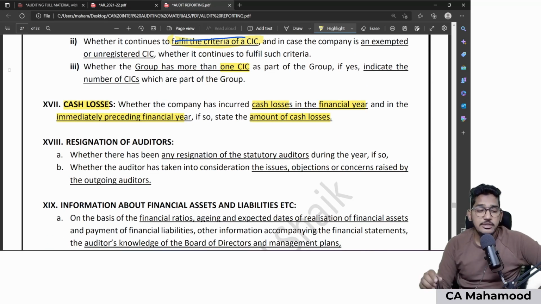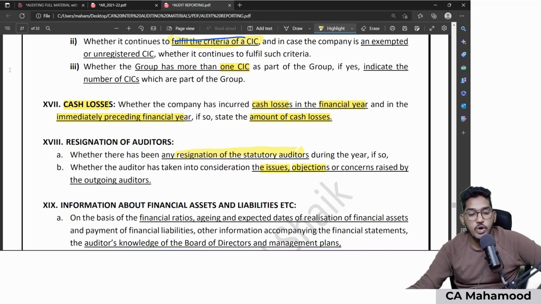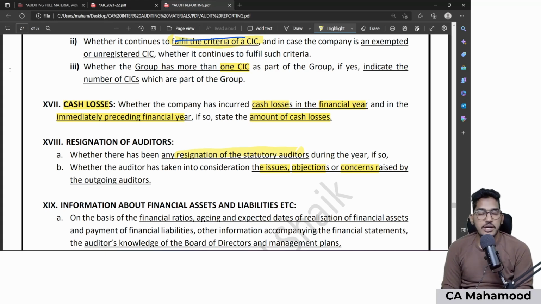Next, 18th point says whether there has been any resignation of the statutory auditors. Did any statutory auditor resign during the year? If yes, find out because of what issues, what objections or what concerns the statutory auditors have resigned and how they are affecting your audit, that you need to give a comment. Just check whether any of the auditors resigned. If yes, find out what issues, what objections, what concerns were raised by them and how they are affecting your audit, that you need to comment on here.